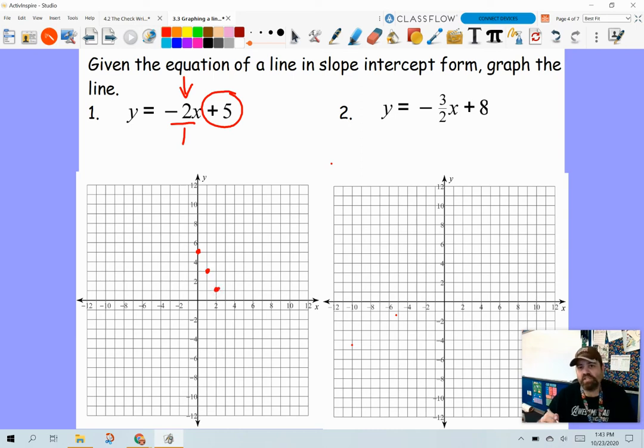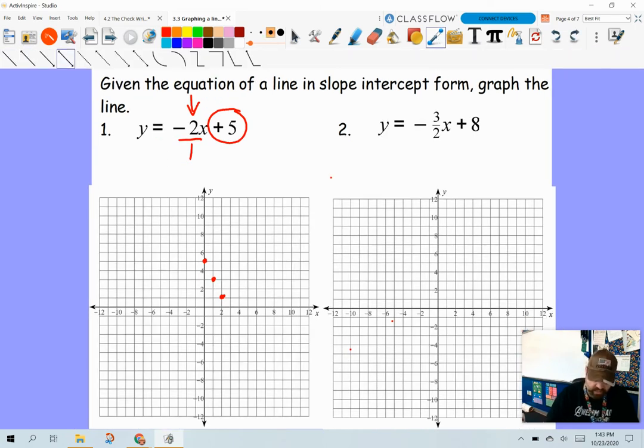I'm asking you guys to graph 3 points at least. You can graph more, that's fine, but it's not going to change anything. So I'm going to draw my line here. There we go. I don't care what color you use, it doesn't matter. All right, same thing on the next one.